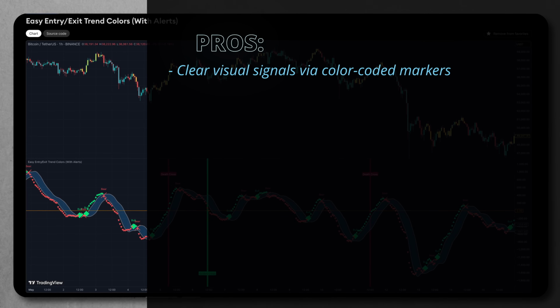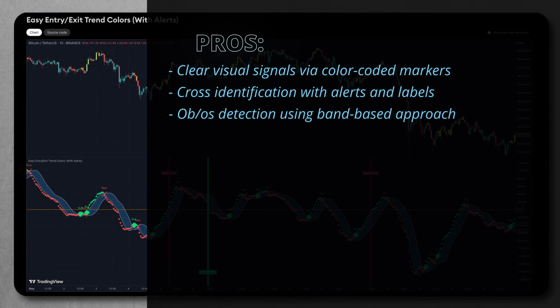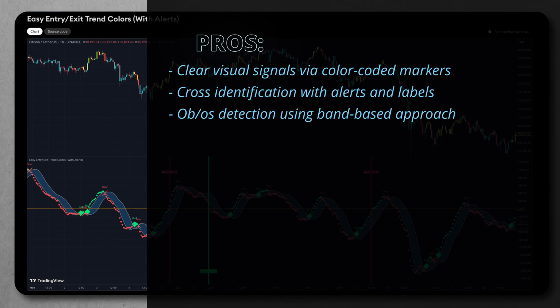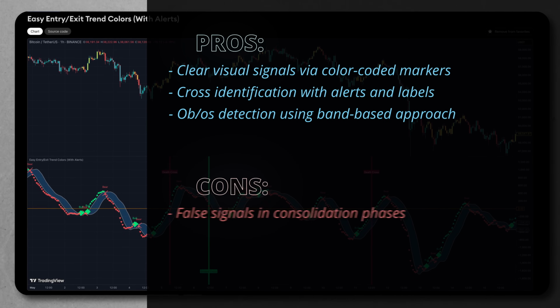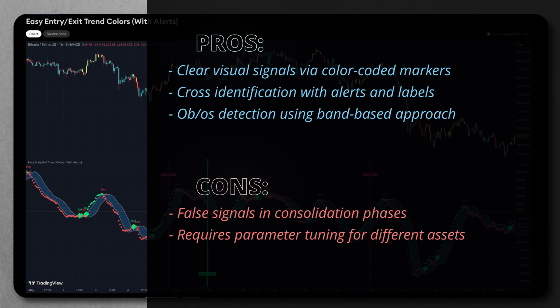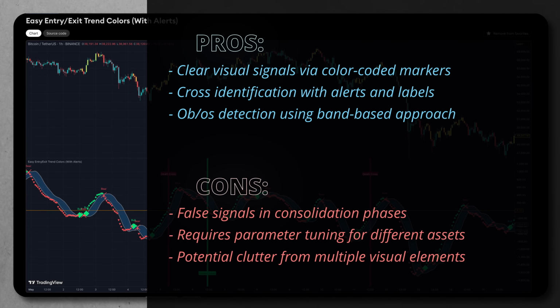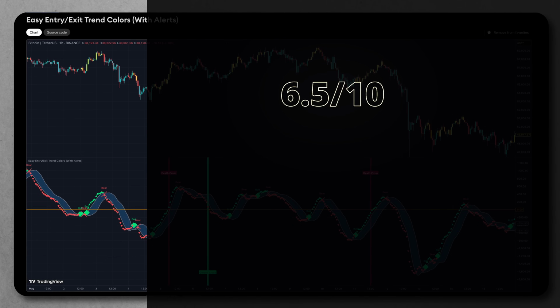Pros: clear visual signals via color-coded markers, cross-identification with alerts and labels, overbought/oversold detection using a band-based approach. Cons: false signals in consolidation phases, requires parameter tuning for different assets, potential clutter from multiple visual elements. Ranking: 6.5 out of 10.